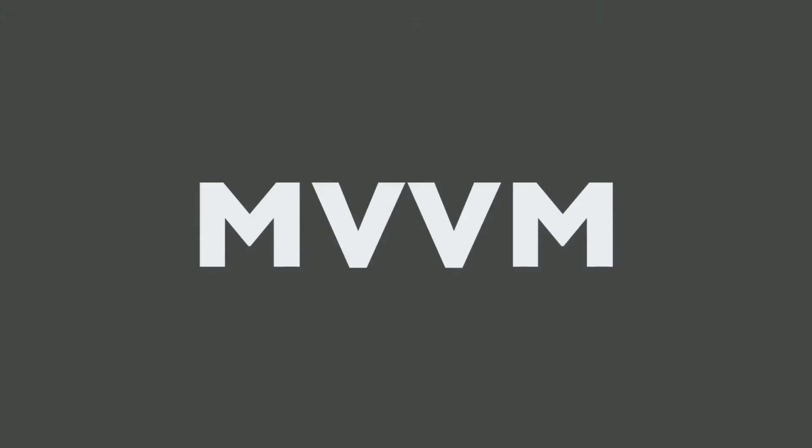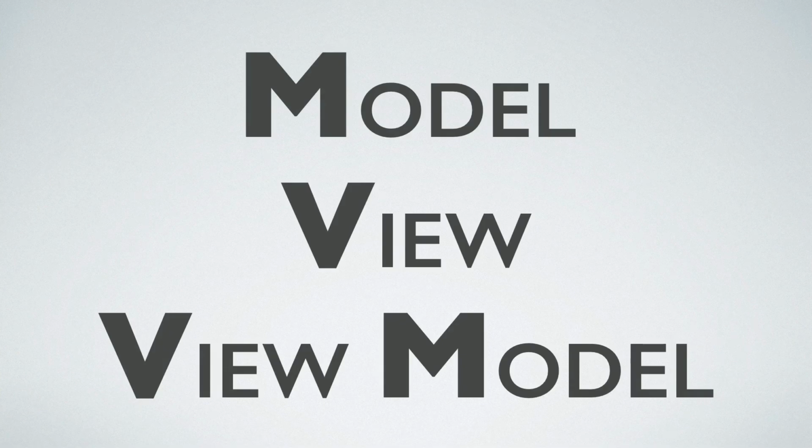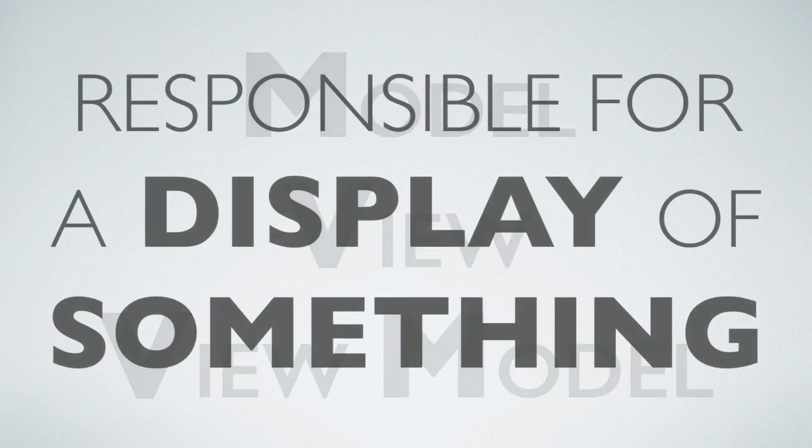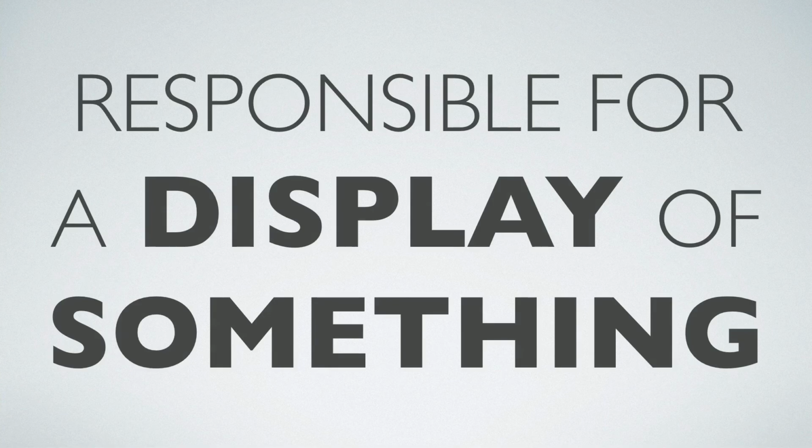brings us to this. And no, this isn't the name of some indie rock band. It stands for Model, View, View Model. Now, the models and views are familiar objects, but what's this whole view model thing? Think of the view model as being responsible for a display of something. That something could be a list of things or a single detailed view. It's just kind of one unit of work.